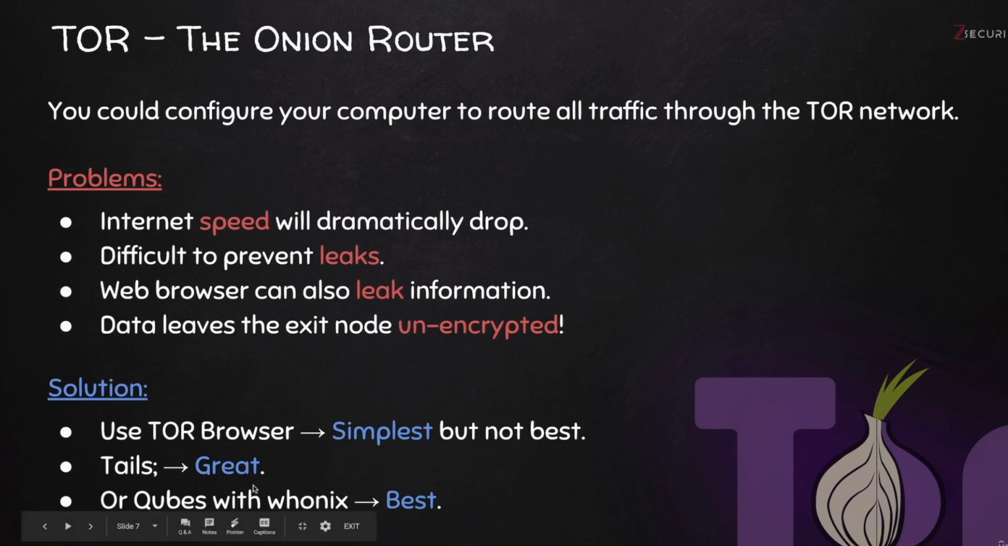A better solution would be to use Tails, which is a Linux distro designed for anonymity and privacy. And the best solution would be using Qubes OS with Whonix Gateway, which is an amazing operating system that is very, very secure and also can be configured to use Tor by default, improving your security and anonymity and privacy. Now we will go over all of this in the next lectures, starting with the simplest and easiest, and we'll end with the more complex but the best approach.